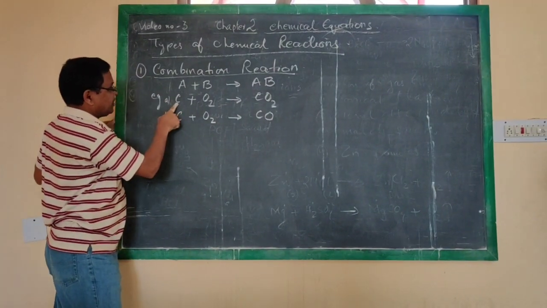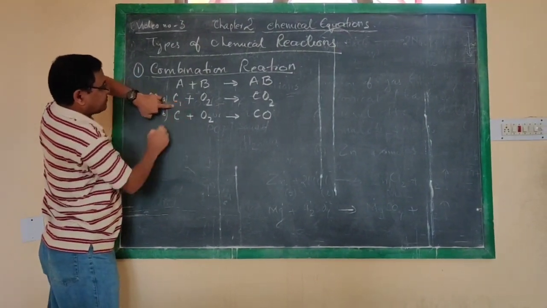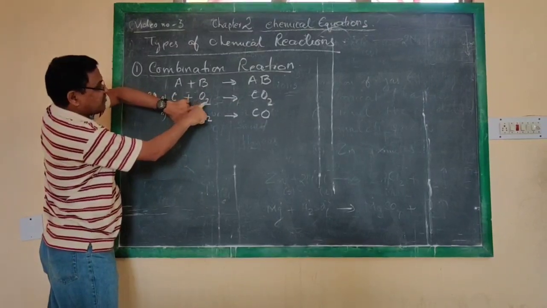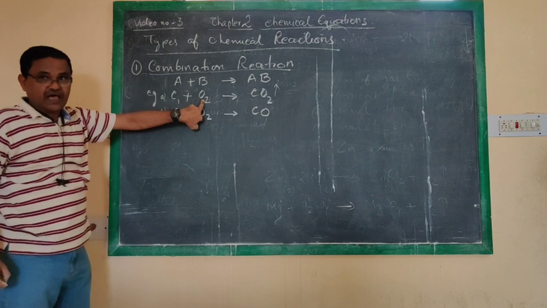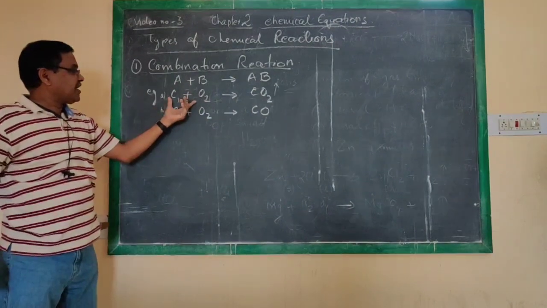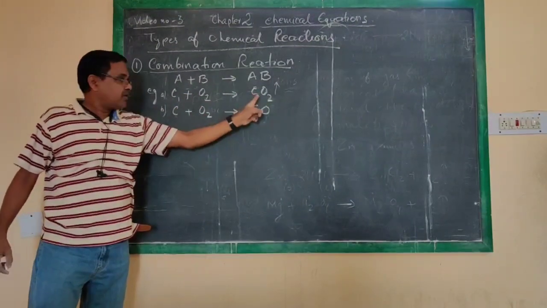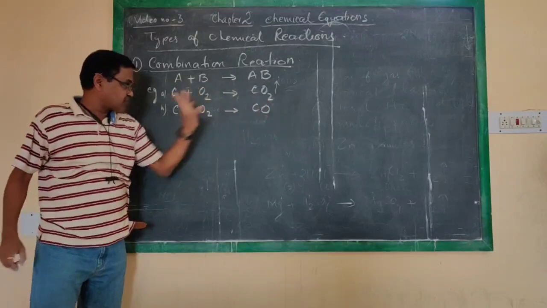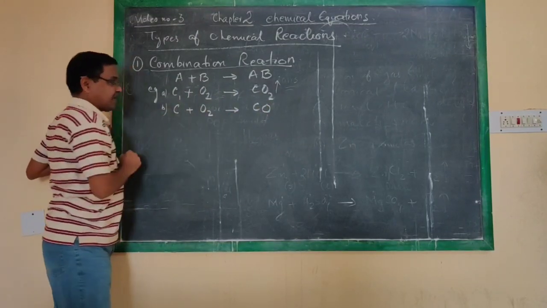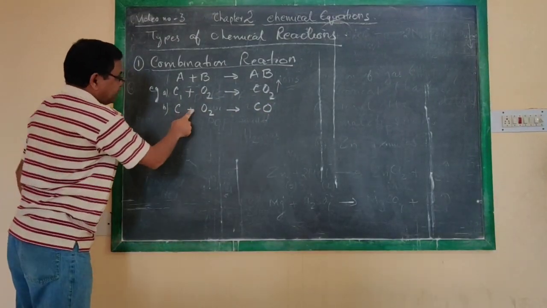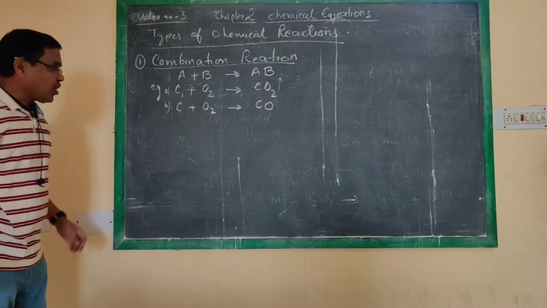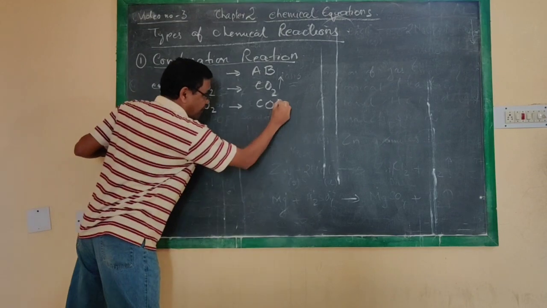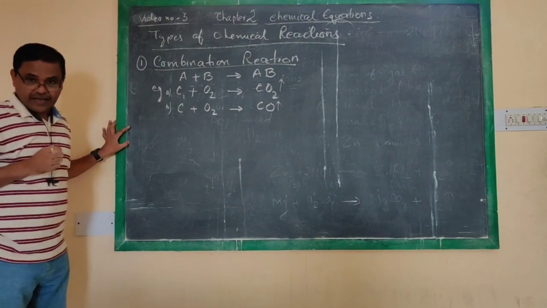Here what you see, one atom of carbon combines with two atoms of oxygen to form carbon dioxide, which is a gas. Here it is very clearly understood that balancing is not required. One atom of carbon, two atoms of oxygen. But see the second case. Carbon combines with oxygen to form carbon monoxide, which is also a gas.